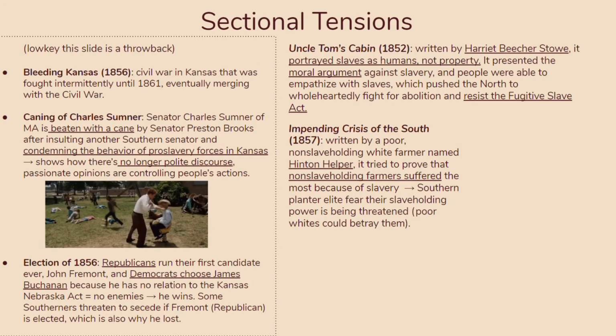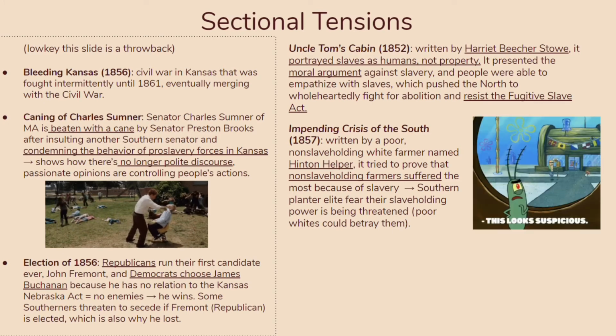Another book that you should know about, this one is more for the South, is The Impending Crisis of the South. In 1857, this was written by a poor non-slaveholding white farmer named Hinton Helper, and it tried to prove that non-slaveholding farmers suffered the most because of slavery. Southern planter elite fear that they're going to have their slaveholding power taken away from them. They feel like it's being threatened by this book, and that maybe poor whites would betray them.